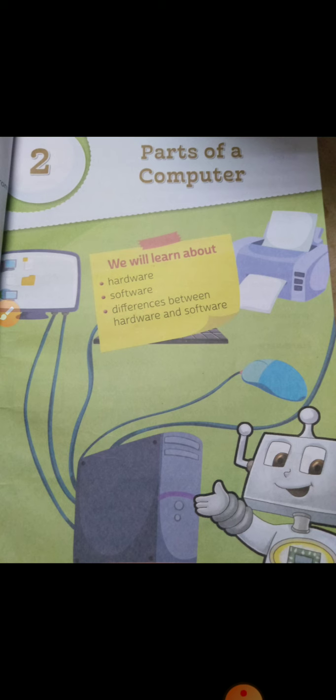I have told you that our computer works with the help of two things. They are hardware and software. Hardware parts you can see and touch, like our monitor, CPU, mouse, printer, keyboard, etc. But the software part we cannot see and cannot touch. Software is a collection of programs.